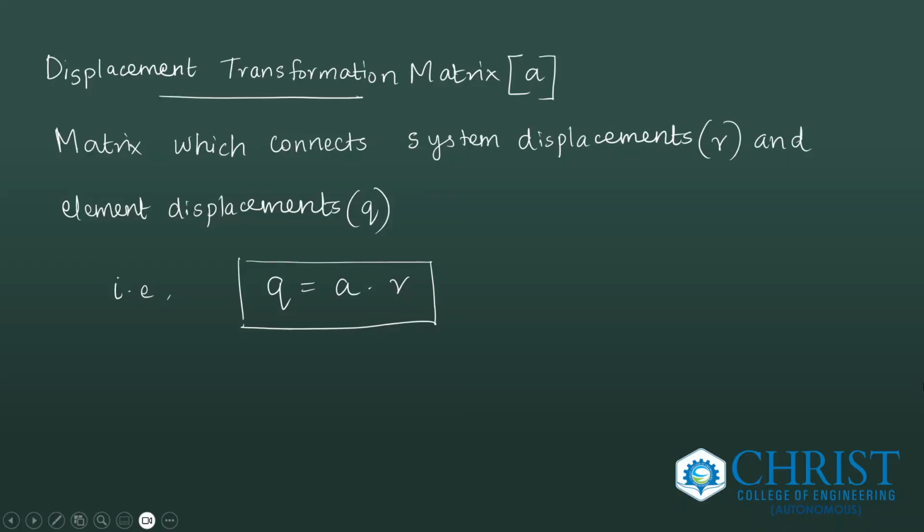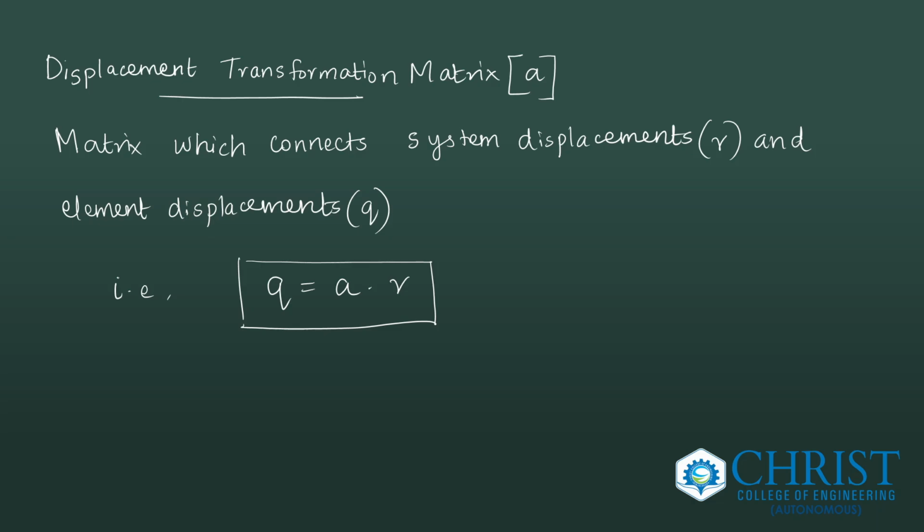Welcome to a new lecture on the stiffness matrix method. Today we are going to discuss the displacement transformation matrix, represented by the symbol A. We have already studied the flexibility matrix method, in which we discussed the force transformation matrix. Similarly, in the stiffness matrix method we are discussing the displacement transformation matrix. It is a matrix which connects the system displacement with the element displacement.